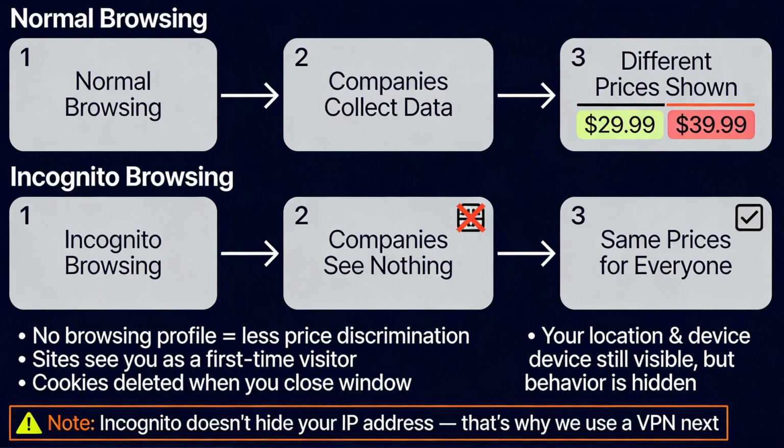Sites see you as a first-time visitor. Again, this is gold. Cookies are deleted when you close the window, and your zip code and device type are still visible, but your behavior is hidden. Note, incognito mode does not hide your IP address. That's why we use a VPN, and we're going to talk about that next.